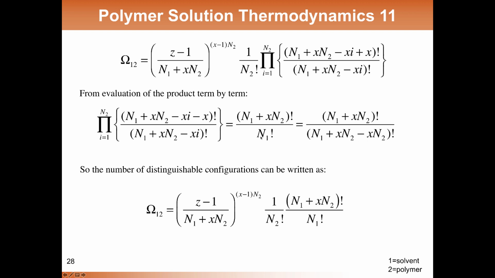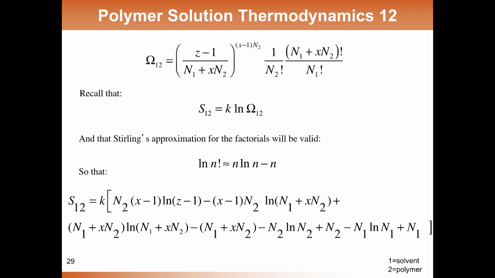It's no different to write n1! than it is to write (n1 + xn2 - xn2)!. It's exactly the same thing. And so the number of distinguishable configurations of putting the polymer segments down on the lattice is given by the expression that's at the bottom of the page. And this really is a key result. It's going to unlock the rest of the theory for us. So that's the heavy lifting is over.